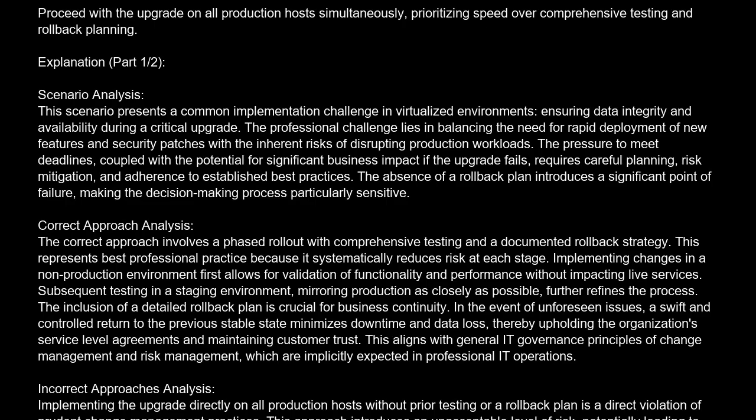The correct answer is D. Proceed with the upgrade on all production hosts simultaneously, prioritizing speed over comprehensive testing and rollback planning.